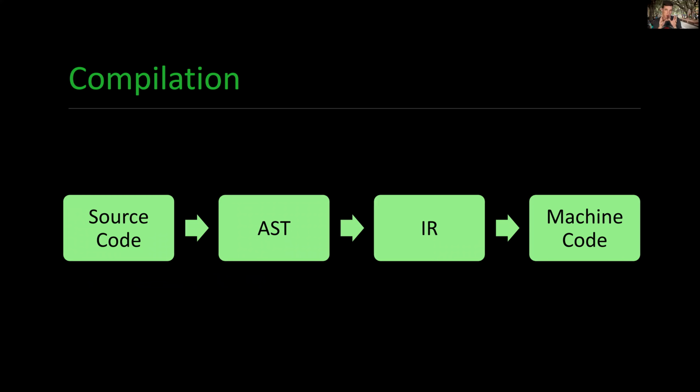We compile it, or we parse it rather, like say YACC or whatever, into some sort of AST. And then we're going to take that AST and do some transformations on it, and we're going to get an IR. We're going to do some more transformations on it, and then we're going to take that IR and get machine code.